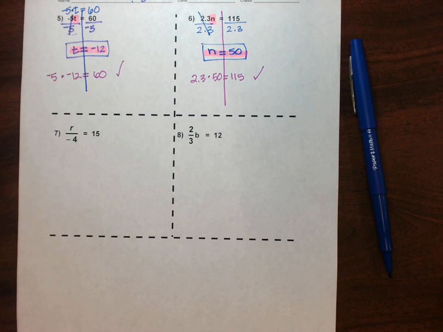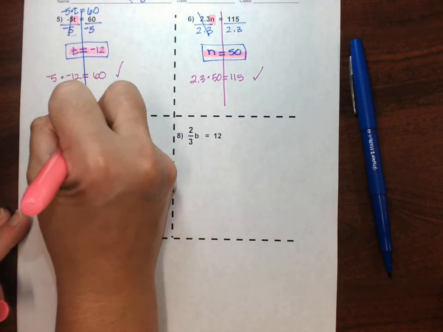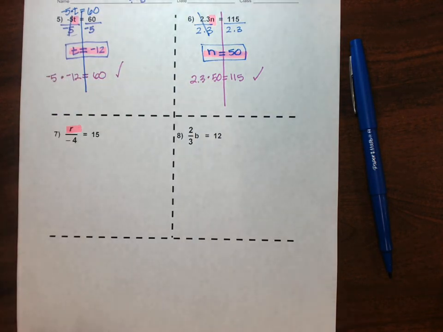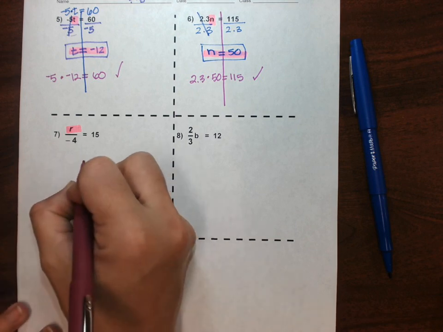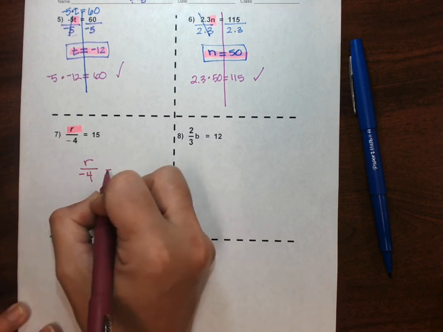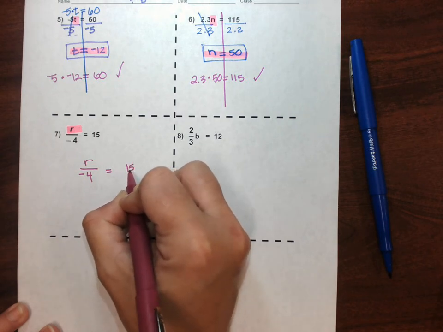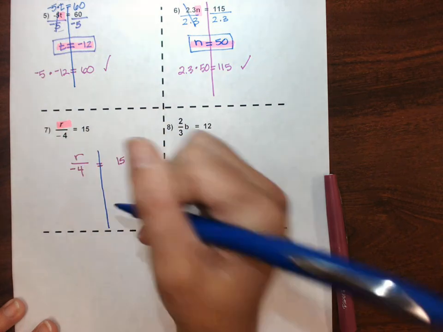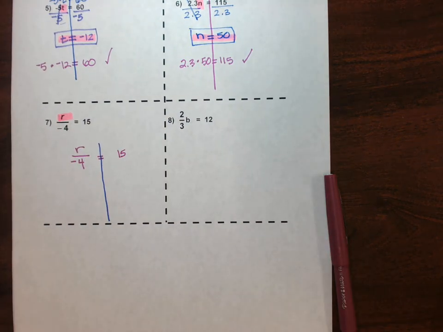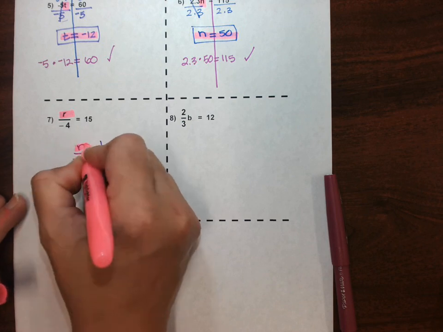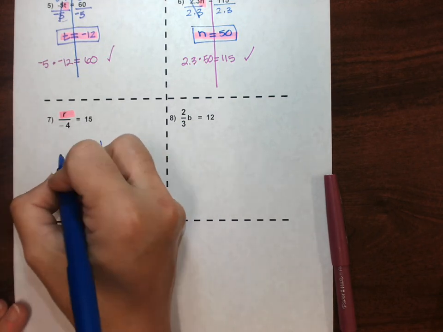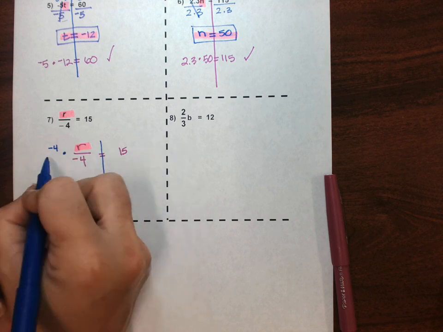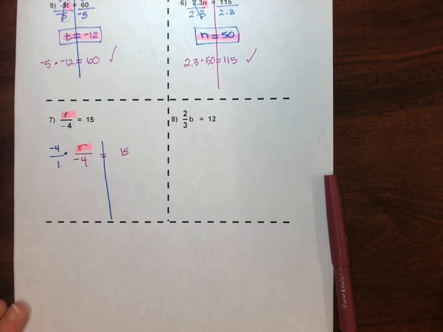Okay, number 7. Hopefully you're going, oh, this looks a little different, and it looks like the r is divided by -4. So I'm going to ask you, what's your goal? And you're going to say, my goal is to isolate the variable. Okay, I'm just rewriting my problem here to give me a little bit more room. Okay, so what's the inverse of dividing by -4? The inverse would be to multiply, right, by -4.